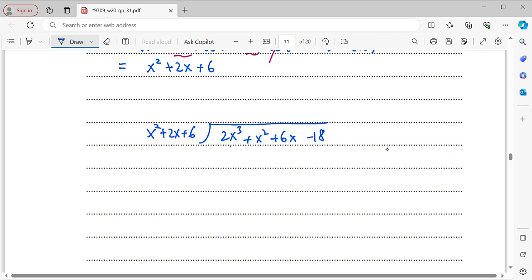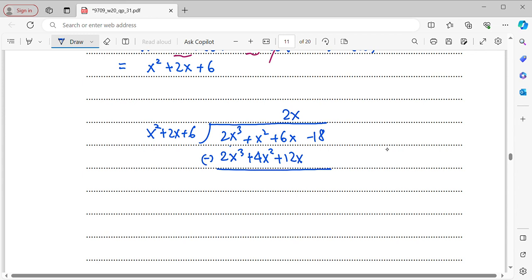So now in order to get 2x cubed from x squared, I need to times by 2x. So I will write here, 2x times x squared, 2x cubed. 2x times 2x, it will be 4x squared. 2x times 6, it will be 12x. Then now you minus.